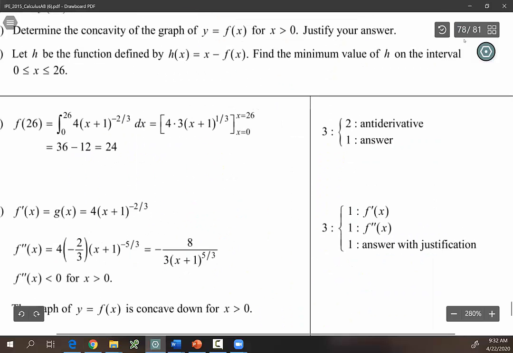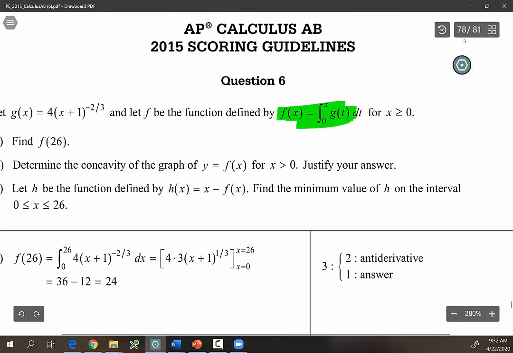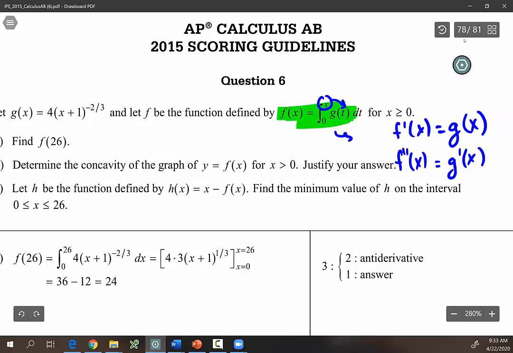Okay, there we go. So as soon as we see this here, what I like to do is write somewhere up on the side: that means that f prime of x would be, plug this in, do chain rule if you need to, g of x, so the original, and f double prime of x would be g prime of x. So that's just something to be thinking about.